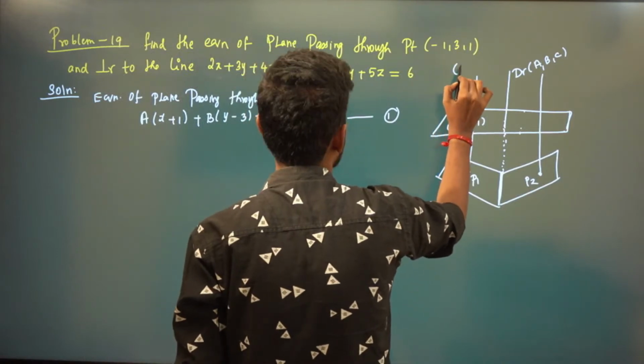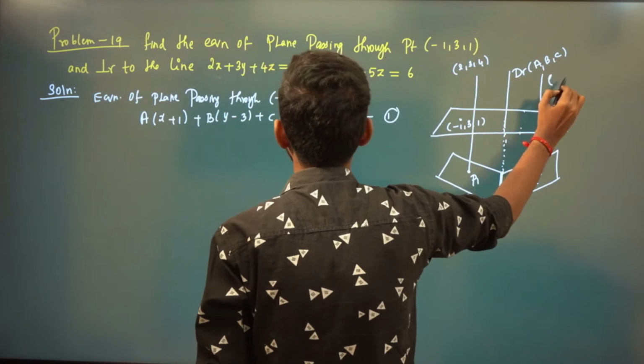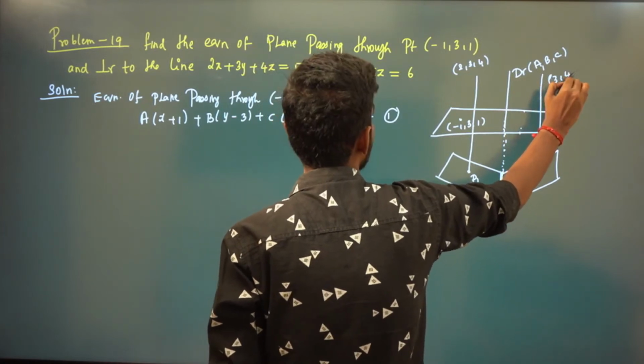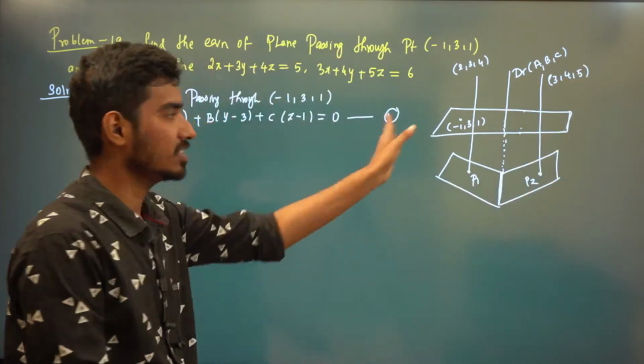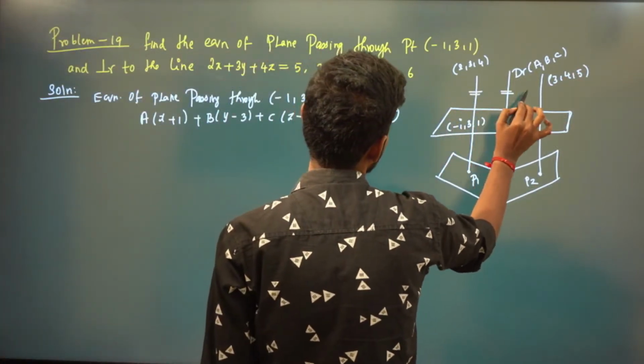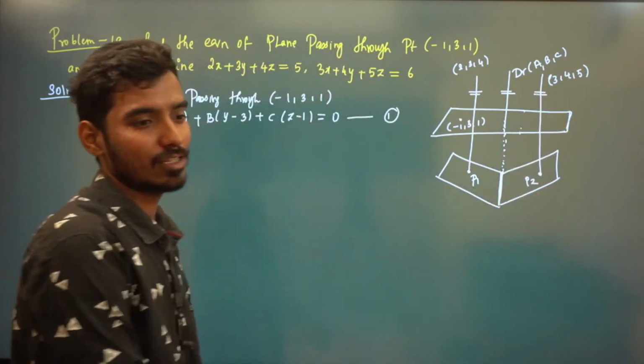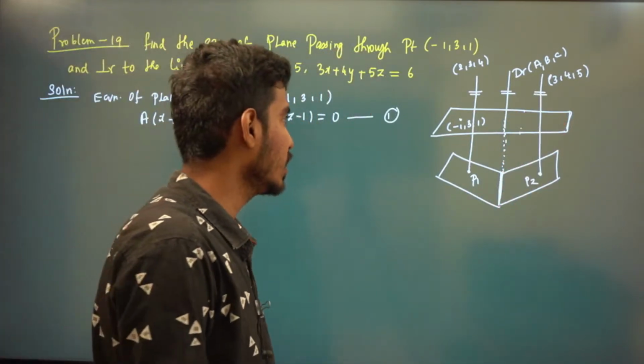It is 2, 3, 4. And what's the direction ratio of this normal? It is 3, 4, 5. What can you say about these three? All three are parallel, right? Yes or no? They are parallel. That means the corresponding direction ratios are proportional.